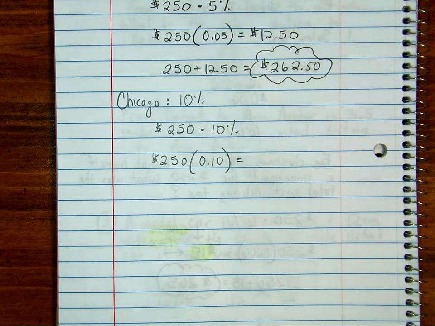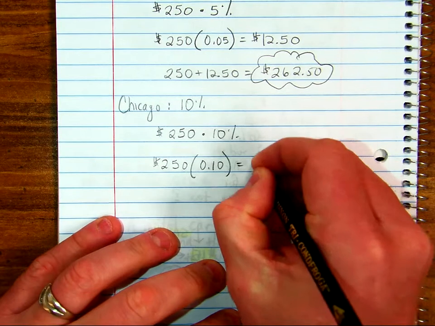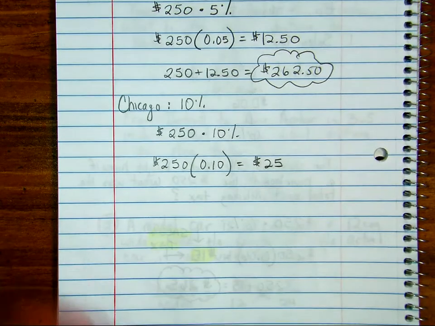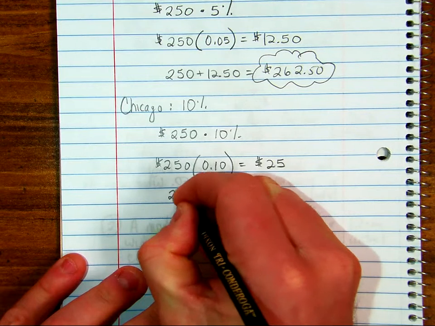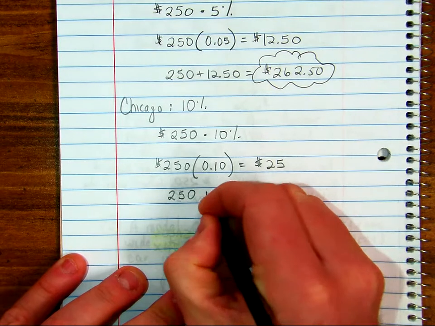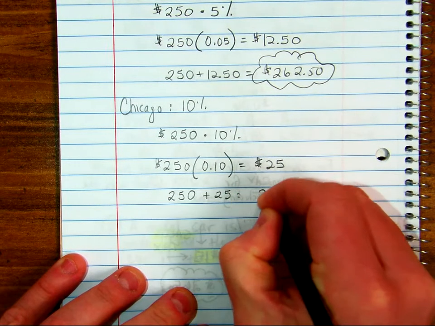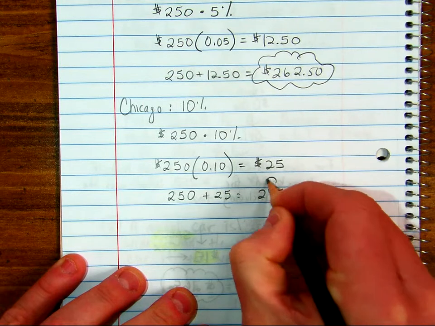0.10, what do you get, Luke? $25. So if we add those two numbers together, the hoverboard plus the sales tax, look at how much that hoverboard would cost in Chicago.